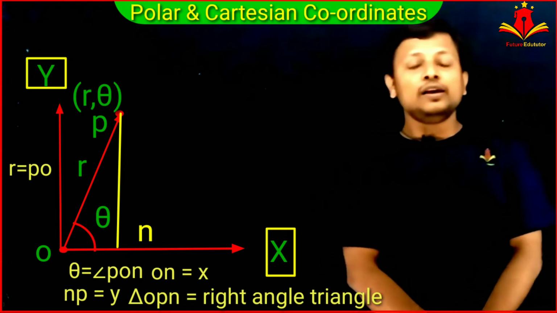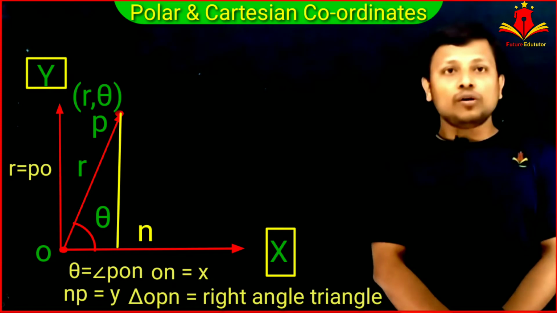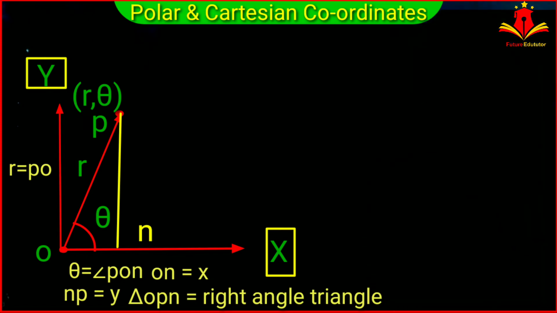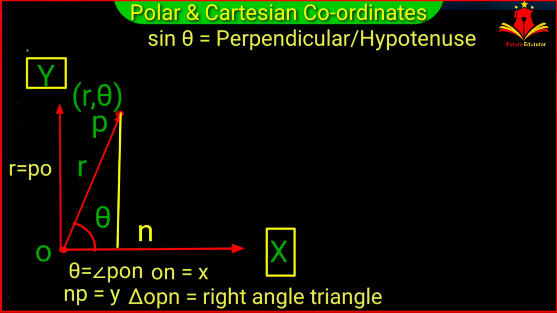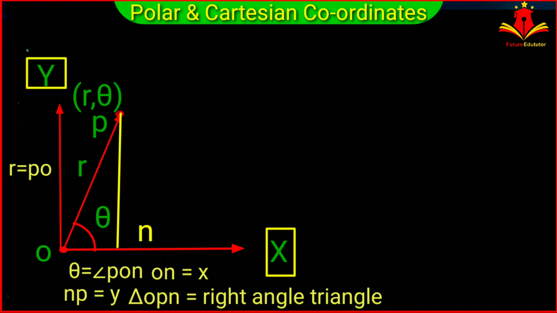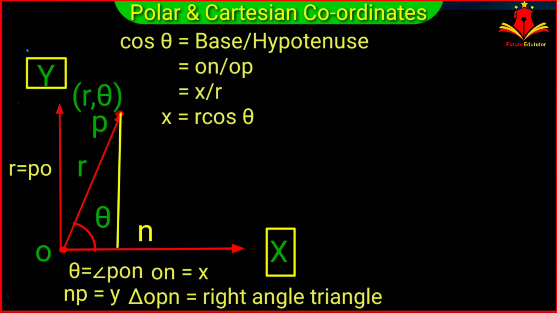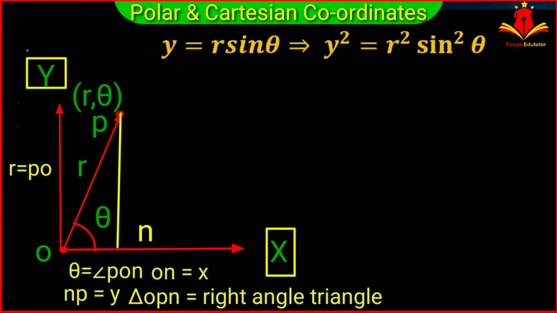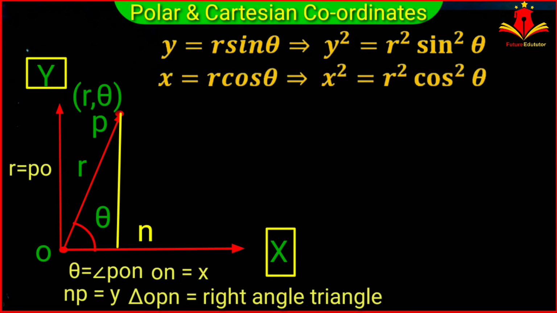So we can use the trigonometry rule here. We know sin theta equals perpendicular by hypotenuse. Perpendicular y by r equals sin theta, so y equals r sin theta. Similarly, x equals r cos theta. So y equals r sin theta and x equals r cos theta.